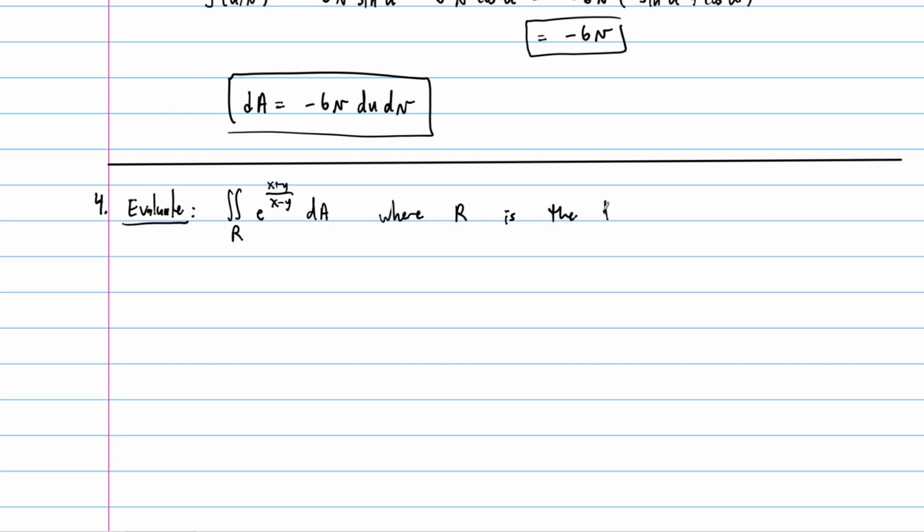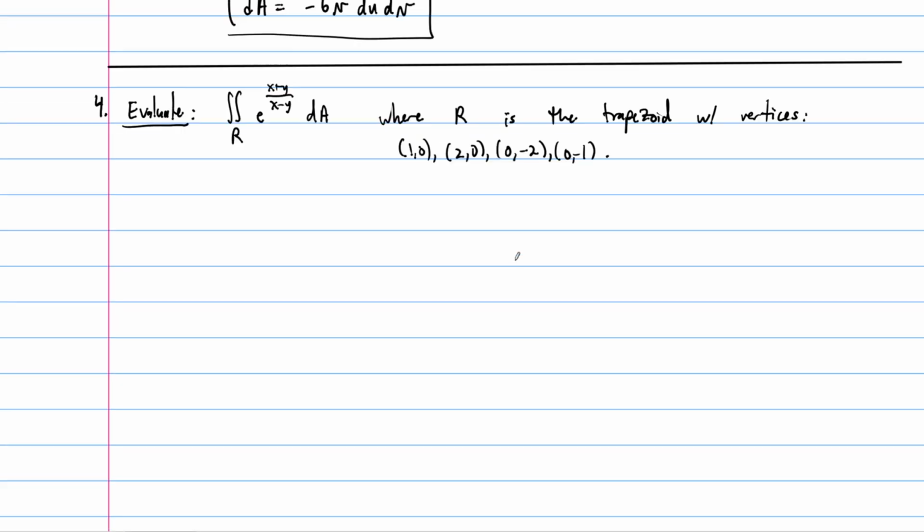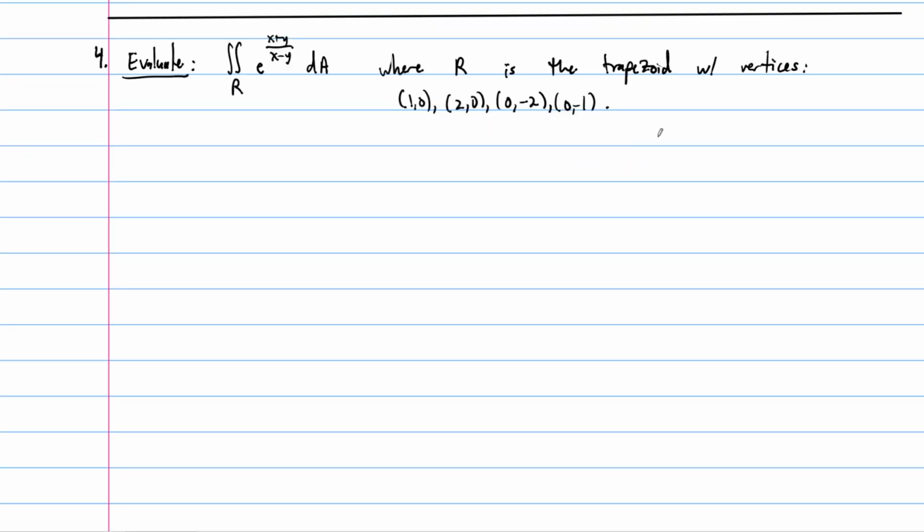I'm going to describe it now. So it's the trapezoid with the following vertices: (1, 0), (2, 0), (0, negative 2), and (0, negative 1). All right, so a trapezoid is a quadrilateral. We just need to define the 4 vertices. I'll get this started, and then I'll give you a moment to try to work it out yourselves, and then we'll check back in to finish it.